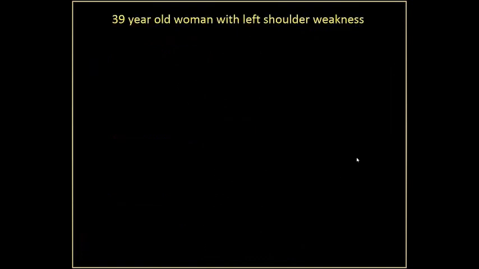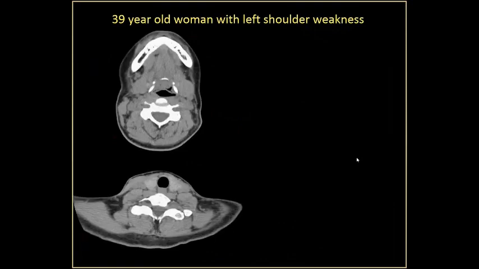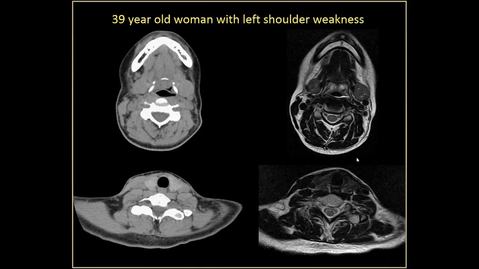All right, so let's move on to case 9. This was a 39-year-old woman with left shoulder weakness. So here are a couple CT images, and I've got some MR images at the same level. So here I want you to look for asymmetry again. Compare the right and left and see what looks a little bit off.